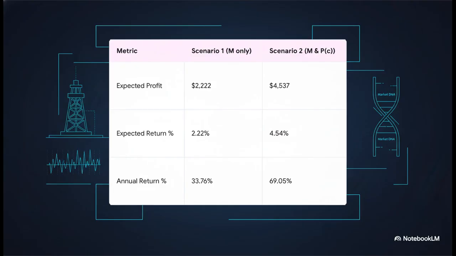Okay, and this is where it gets really interesting. This table lays out the projected returns for 2 different scenarios. Let's look at scenario 1. If only that first entry M is triggered, we're looking at a potential profit of over $2,200. That translates to a really solid 33.76% annualized return. But now look at scenario 2. If both entries are activated, that potential profit more than doubles to over $4,500. And that's a pretty staggering 69.05% annualized return.